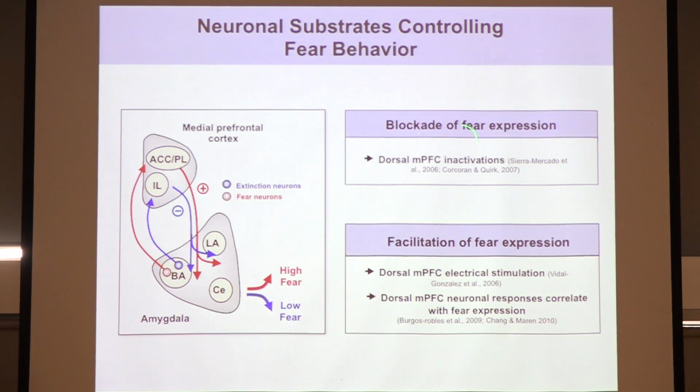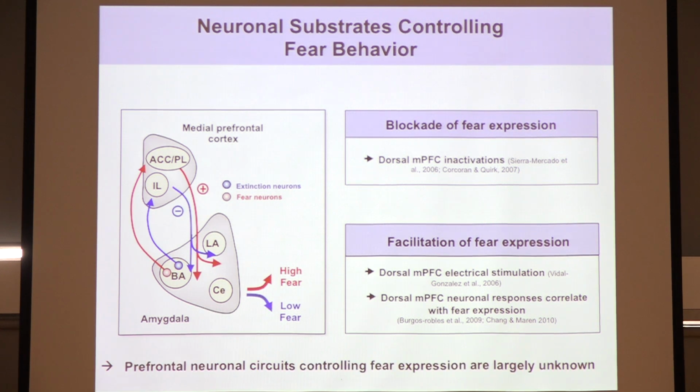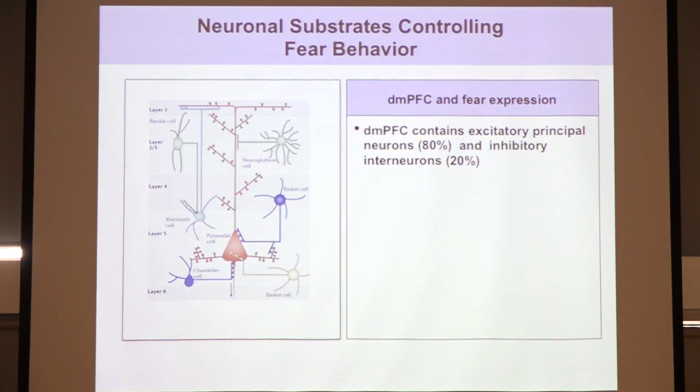So this is just what I was saying. If you perform inactivation of the mPFC, you block fear expression. If you perform electrical stimulation of the prelimbic area, you induce fear behavior. And from the group of great work in Puerto Rico, they have shown that there are neurons in the prelimbic area whose neuronal activity correlates with fear expression. So this is the background. And as I said, the particular neuronal elements involved in the prelimbic area are completely unknown. So that was the question we were addressing in the study I will describe now.